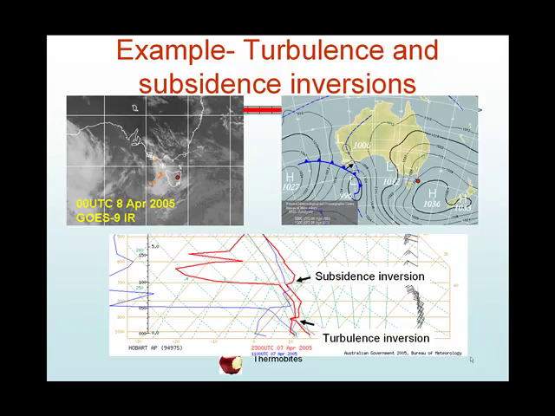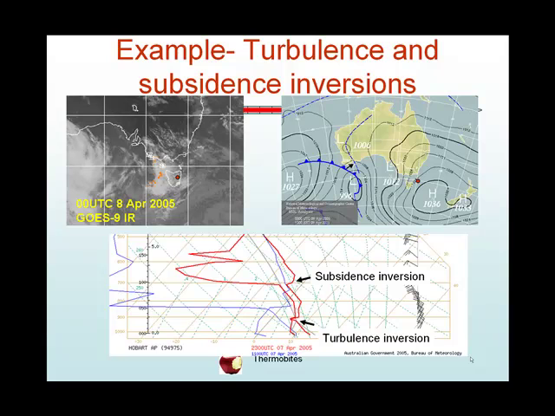So let's look at a real example. Here we have a case where there's a low pressure system to the west of Tasmania and a strong pressure gradient between that low pressure system and the high, producing fresh to strong northerly winds. You can see a subsidence inversion at 10,000 feet, and there's our turbulence inversion at about 5,000 feet.